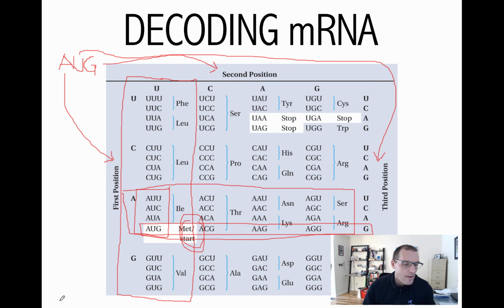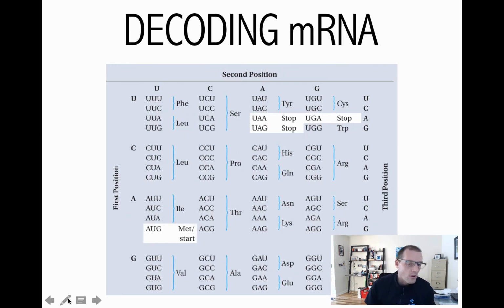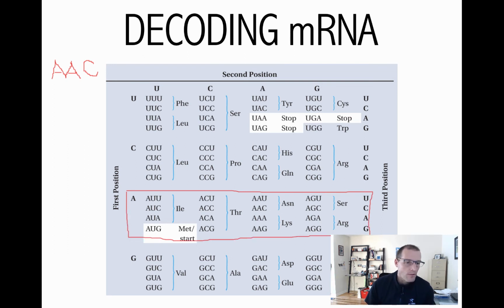So let me see if I can clear that off. Let's just go back and then come forward just to clear that off. There we go. Now let's do another one just so everyone's confident. Let's pick A, and let's do another A because those are easy. And let's put C on the end. So let's go with AAC. We're going to find A in the first position, and so we're looking at this row here. That's going to be every single codon that starts with A.